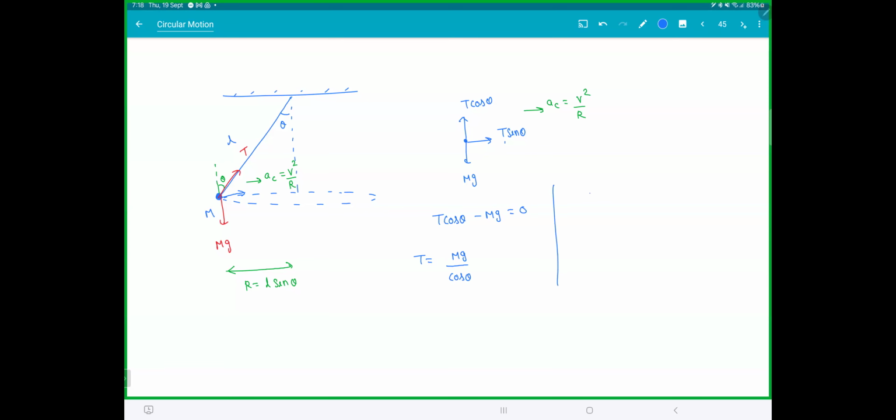In the horizontal direction, T sine theta is the one who is providing the acceleration. So who is the centripetal force here? T sine theta is the centripetal force. Are you getting it? So T sine theta is m into a_c, but T is already mg by cos theta. So that is mg tan theta. This is m into V square by R. R is nothing but L sine theta. So m cancels, you get V square is equal to Lg tan theta sine theta.